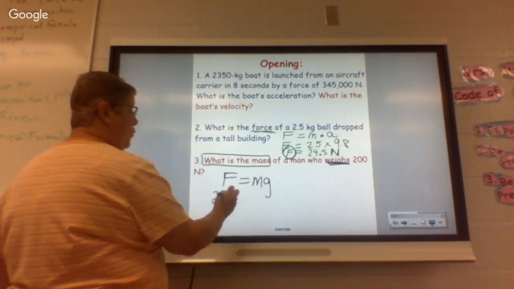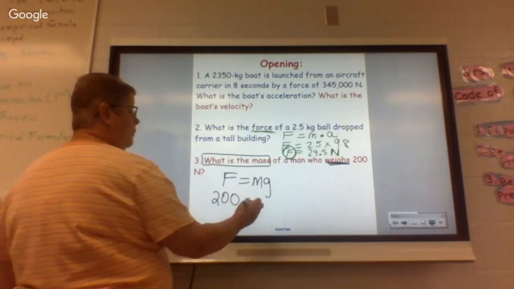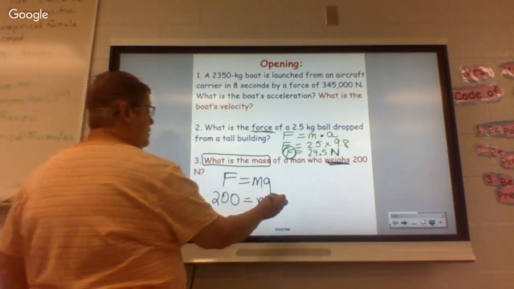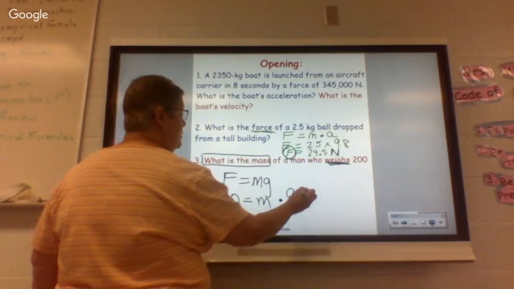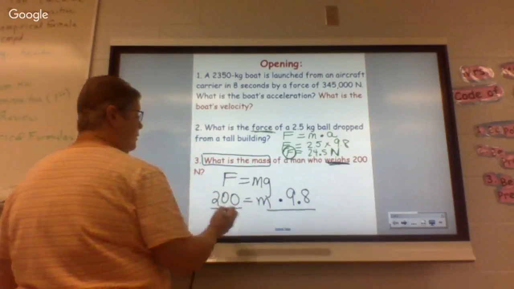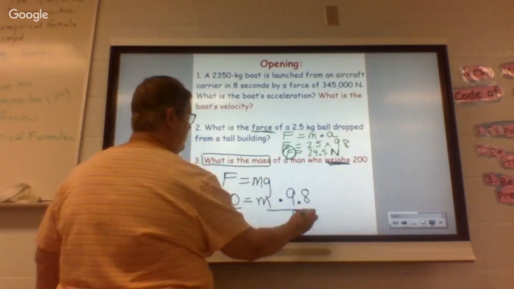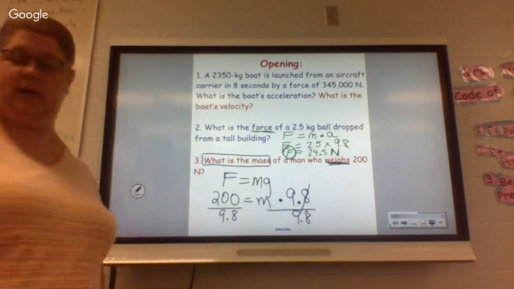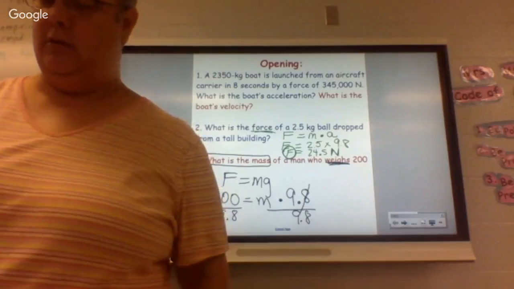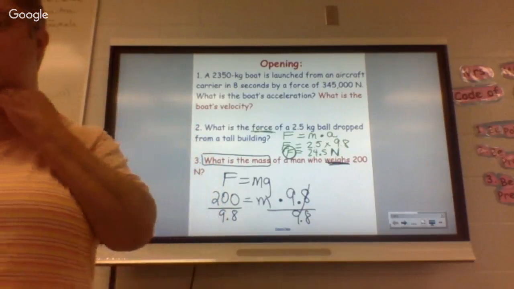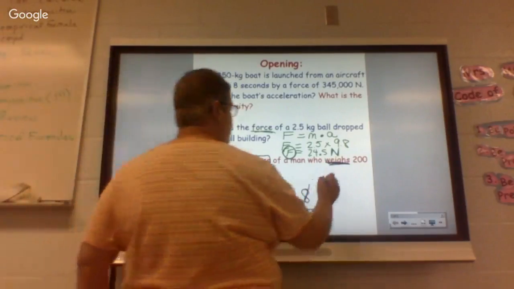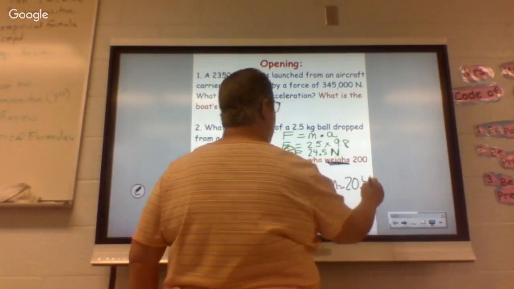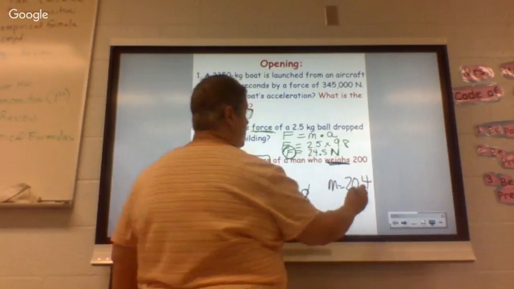Okay, M stands for what? Mass. And what's g? 9.8. So how do we solve for the mass? Divide by what? 9.8. So 200 divided by 9.8. You got 20.4? Yes. Okay, so mass equals 20.4. So what unit are we going to put on a mass? kg.